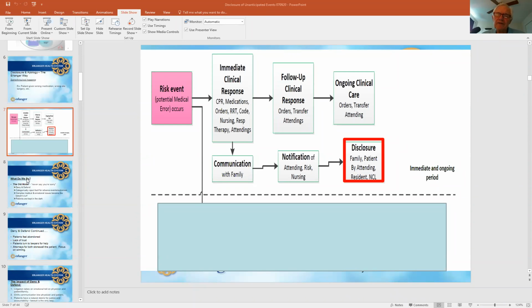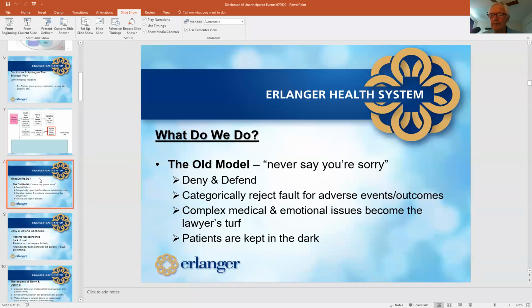Meanwhile, you also have to figure out how are you communicating with the family? How are you notifying them? But even before you notify the family and do any type of disclosure, obviously you want to let your attending know what is going on, what has happened, because he is the one who is ultimately responsible for that disclosure. And with that, I'll turn that over to Heather.